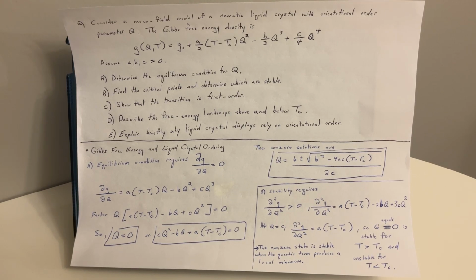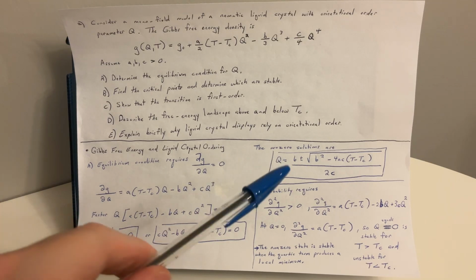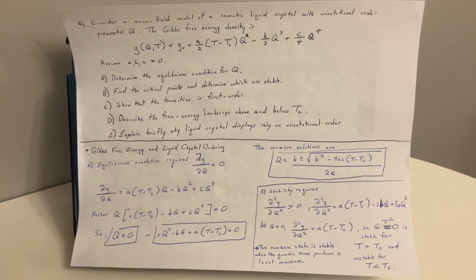Factoring out a Q, we get Q times the quantity A times the quantity T minus T sub C minus BQ plus C Q squared equals 0. So we're going to wind up with Q equals 0 or CQ squared minus BQ plus A times the quantity T minus T sub C equals 0. And the non-zero solutions are up there. Q equals B plus or minus the square root of B squared minus 4AC times the quantity T minus T sub C, over 2C. So that's letter A.